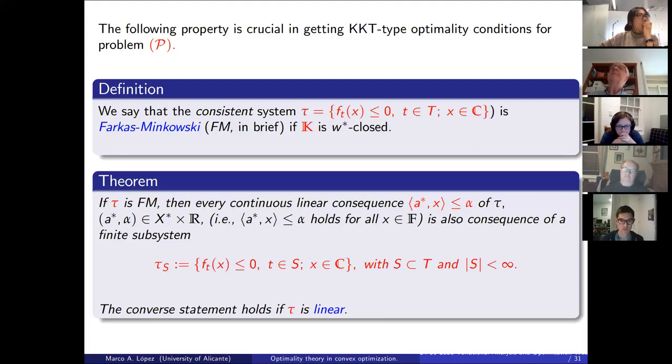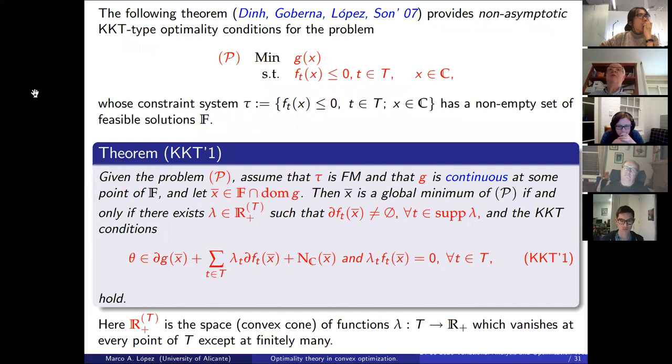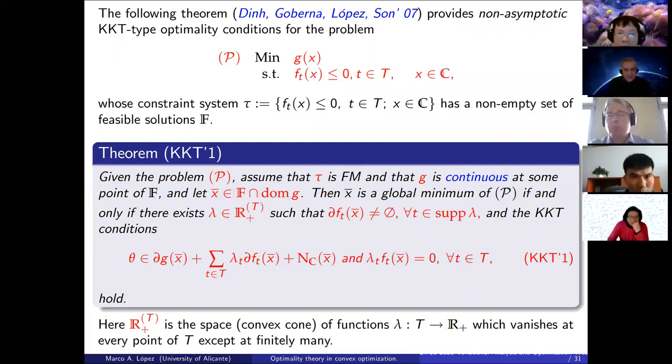So this is the first set of optimality conditions. This was published in a paper with Dinh, Goberna and Volle in 2007 and provides standard optimality conditions. This is my problem. I suppose, as always, that the feasible set is non-empty, and assume that the system of constraints is Farkas-Minkowski, and this condition here, assuming that G is continuous at some point of F.